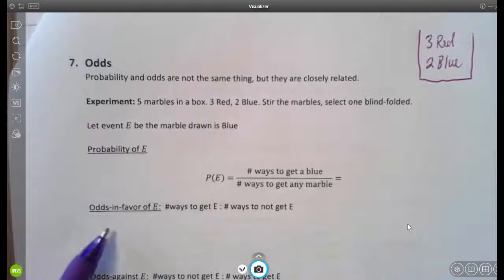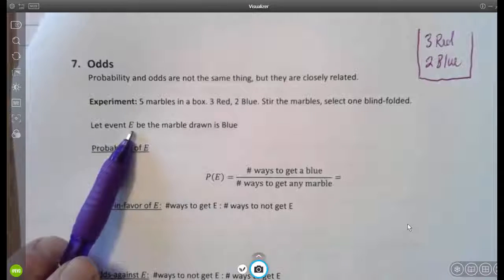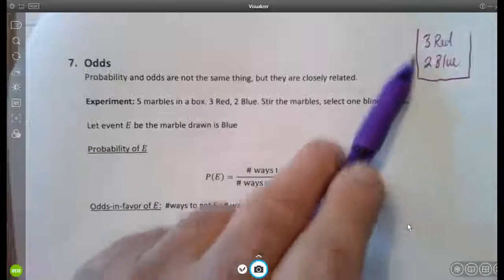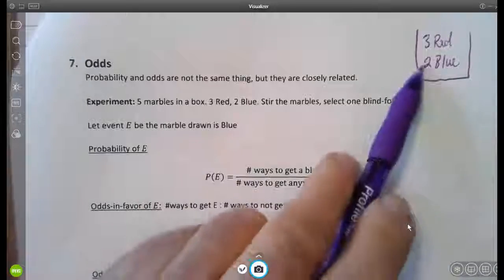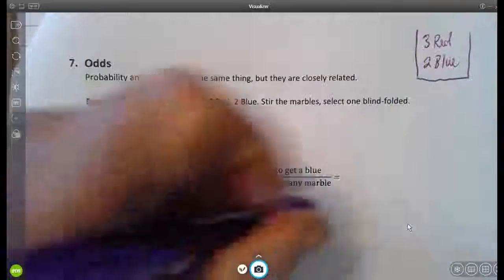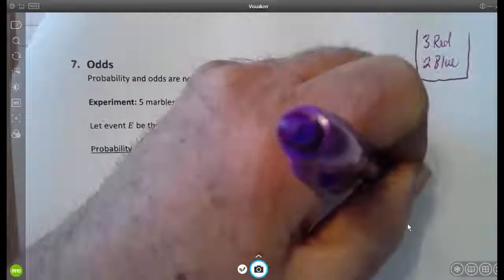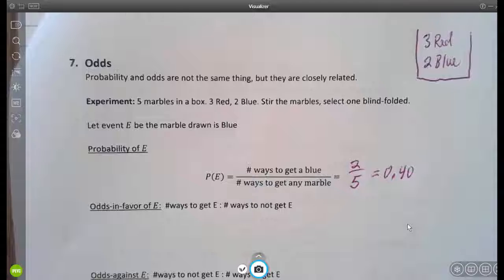what are the odds in favor or the probability of getting some particular event. So let's say the event E is that the marble that is drawn is blue. Well, assuming these are well mixed and we're really drawing randomly, then the probability of selecting a blue marble is there's 2 out of the 5, 2/5 or 40%, is the probability of getting a blue one.